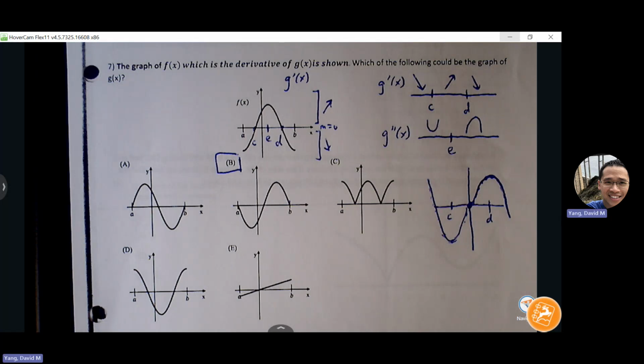Okay, try number 8. Remember, this is the derivative graph. You're already sitting at the g prime for you to gather your slope sign line information. Give you guys a chance to try it, and then I'll go over with you.